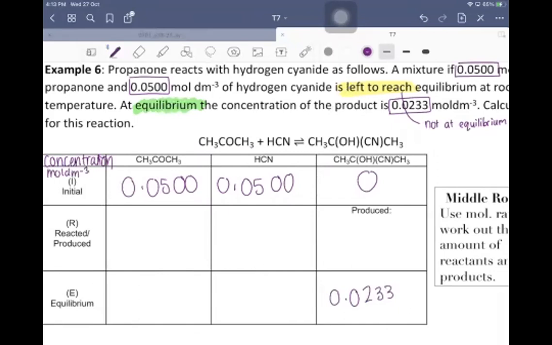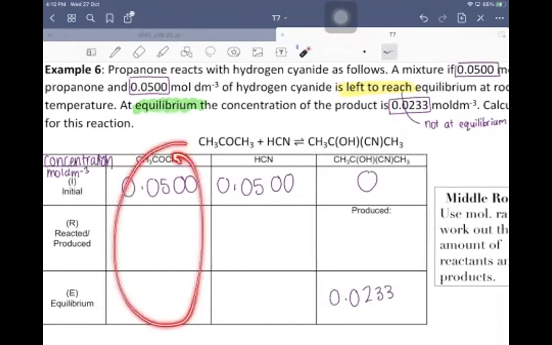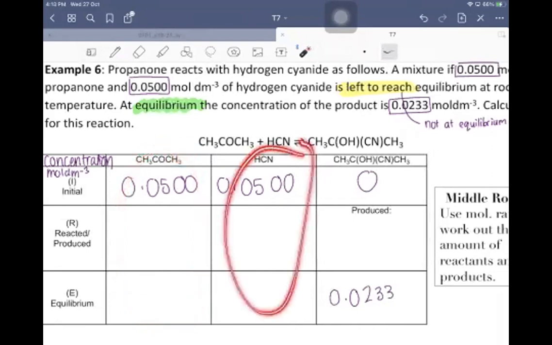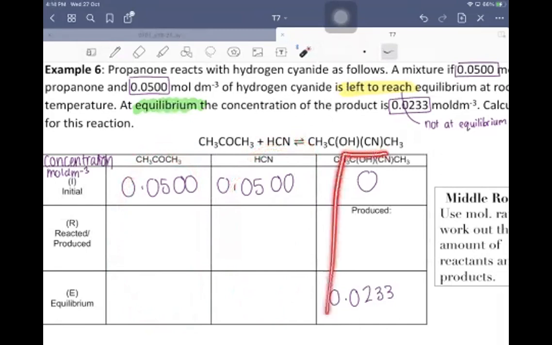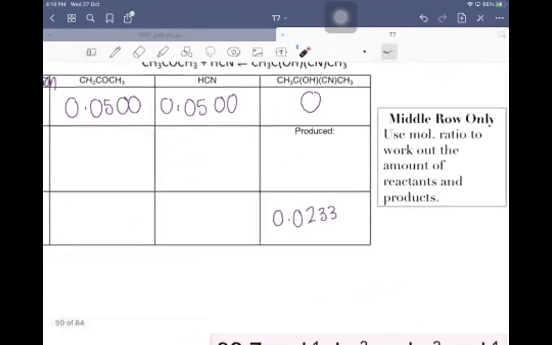Okay, just to remind you again that these are not moles, these are already in concentration, so you don't have to convert them. If you look at each column, you only know one value or one piece of information about your propanone. Same goes for your hydrogen cyanide. You only know one piece of information, so there's not much you can do. Whereas for your product, you know your initial and you know your equilibrium. So you can use your IPE expression.